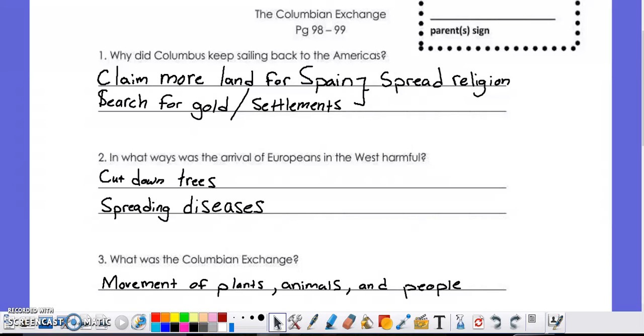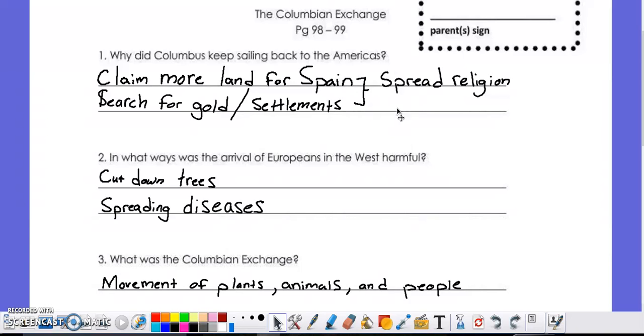Why did Columbus keep sailing back and forth from Europe to America? Well, one, he was claiming more and more land for Spain, continuing to run natives off of their land, push them off, and claim land for Spain. It also allowed him to search for more gold and settlements. Plus, he could spread that Roman Catholicism religion like the king and queen wanted him to do, and that was good for Columbus because, again, they funded his trip.